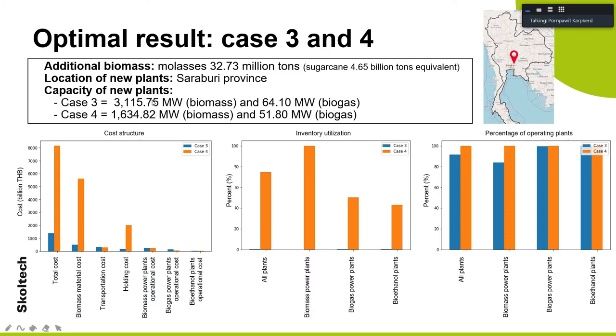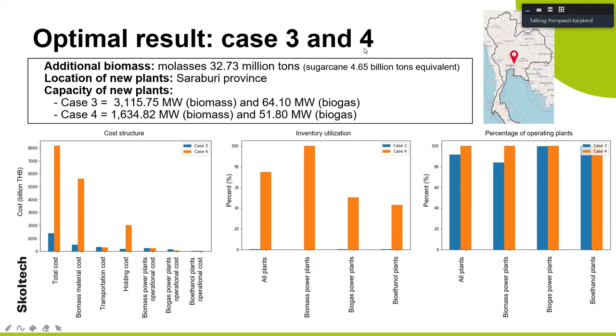The total cost of case 3 is about 1,300 billion THB, while the inventory utilization is about 0.4, which is nearly zero, and the percentage of operating plants is about 91%.